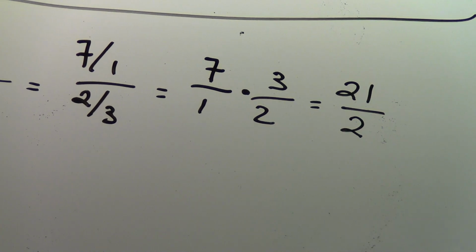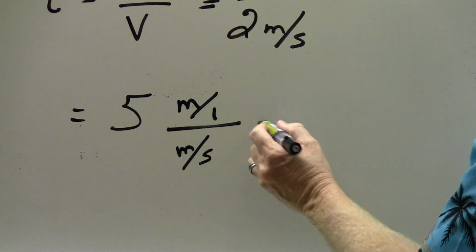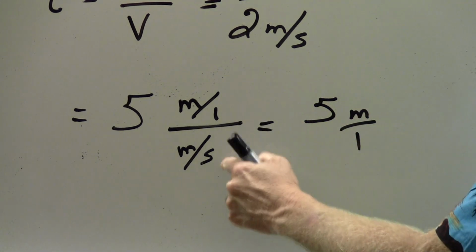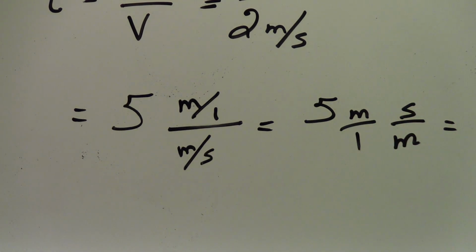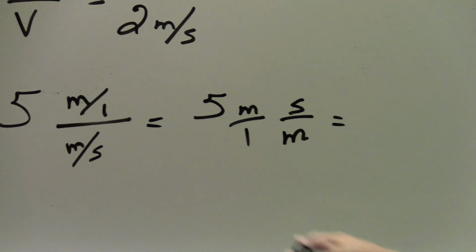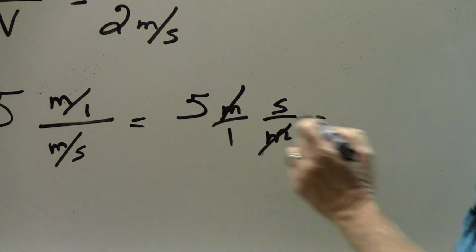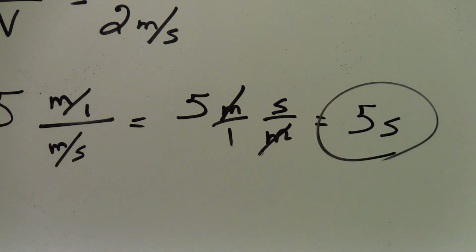So I'm going to say the same thing here, but I'm going to use it with your units. So this is 5, and I'll have meters over 1 here. And then I'll flip this, seconds over meters. And then I will notice something very useful here. Meters on top would cancel with meters on the bottom. So a meter divided by a meter is 1. And that 1 times the 5 is a 5, and I'm left with a second. And so I've come up with 5 seconds.